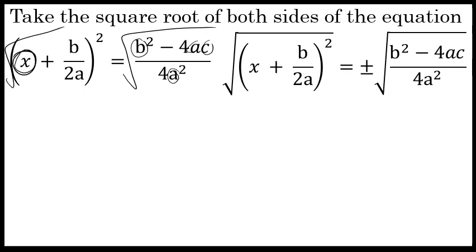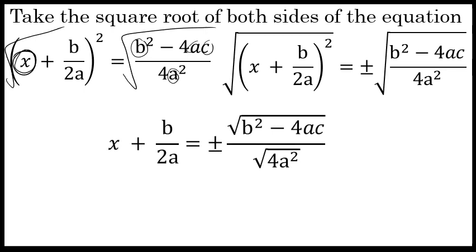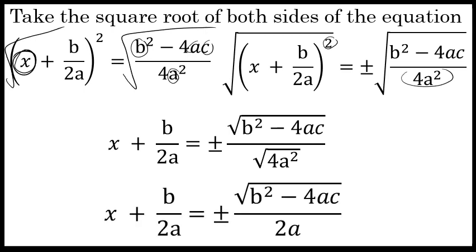On the left side of the equation, I have the square root of a quantity squared. A square root and a square are inverse operations, so those will undo each other, and I'll be left with just x plus b over 2a. On the right side of the equation, I'll take the square root of the numerator and denominator separately. The square root of the numerator is the square root of b squared minus 4ac. The square root of the denominator, 4a squared, can be simplified. The square root of 4 is 2, and the square root of a squared is a, so it simplifies to 2a.